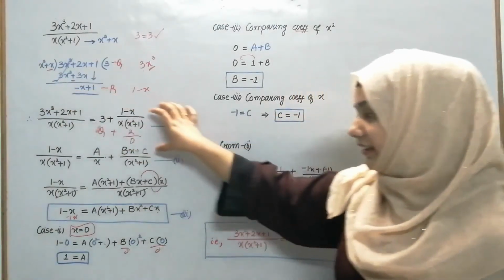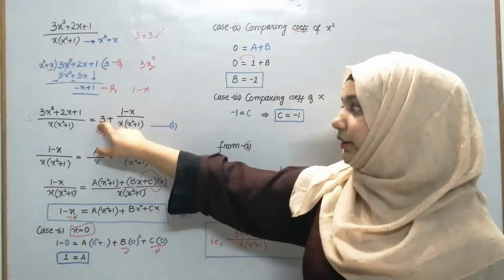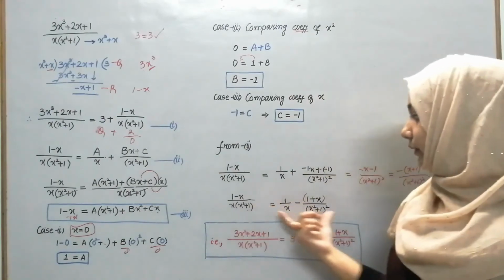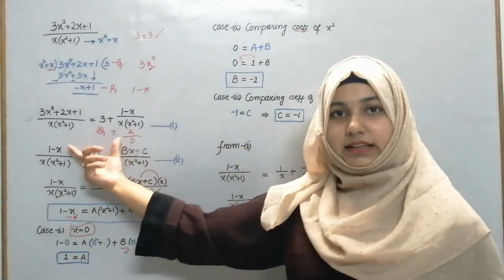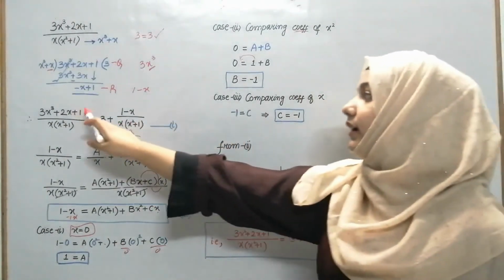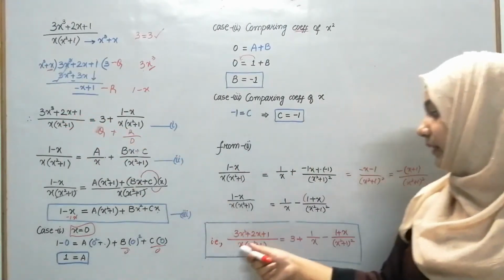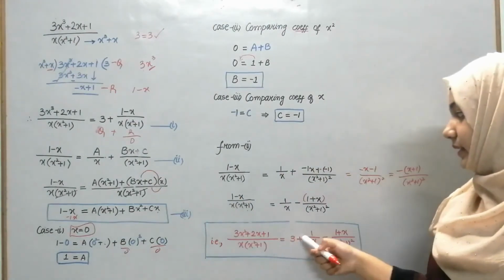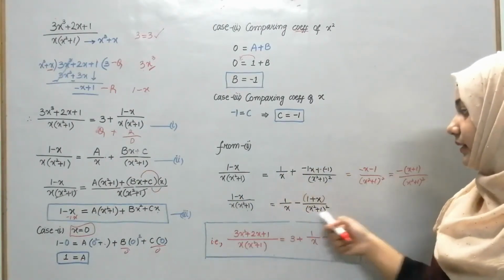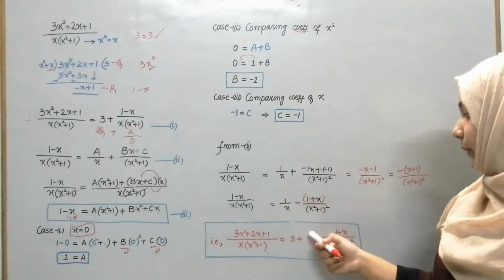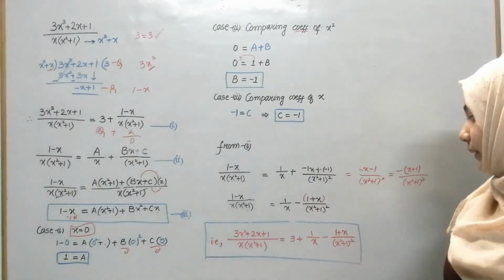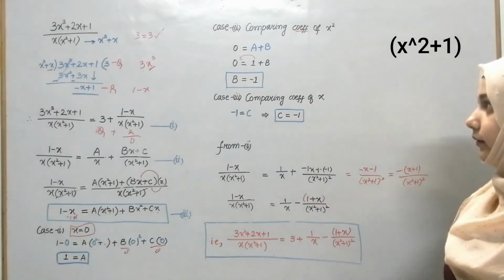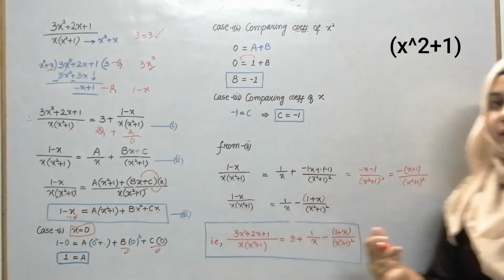But this was only my partial fraction. My actual question is this, right? So I need to include this as well. Now let's write this partial fraction into this equation. We get 3x cube plus 2x plus 1 by x into x square plus 1 is equal to 3 as it is, plus what was the answer I got for partial fraction? This. So 1 by x minus 1 plus x by x square plus 1 whole square. Okay, that's it. If you want to take a screenshot, you can take it.